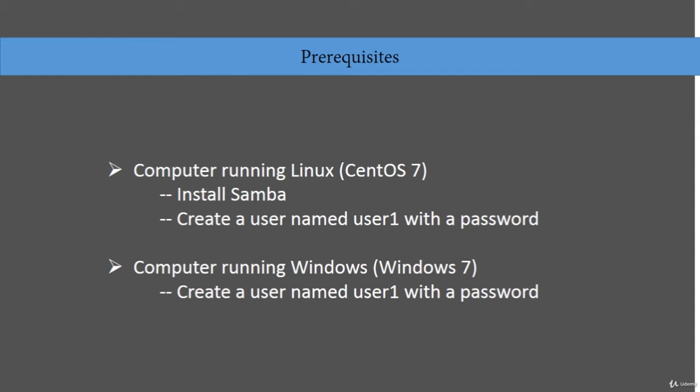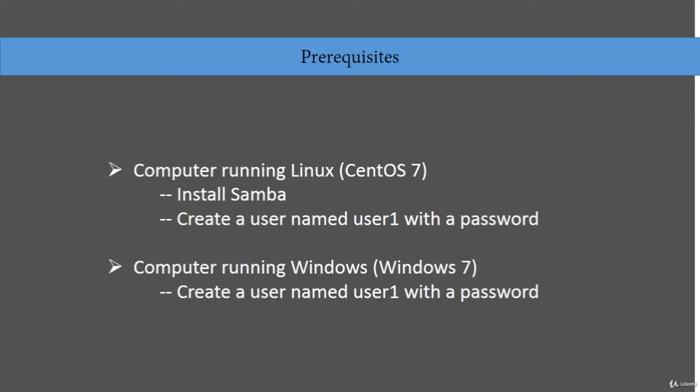There are some prerequisites that you gotta have in order to make this work. If you're using a virtual environment like I'm doing, say in VirtualBox or VMware Workstation or something similar, then you can create a virtual machine with a computer running Linux. In my case, it's CentOS 7. You can have Ubuntu or some other flavor of Linux. You have to install Samba on it if it's not already there, and chances are by default it's probably not there. Then we're going to create a user. In my case, I'm going to call him user1 and I'm going to assign him a password, something very simple.